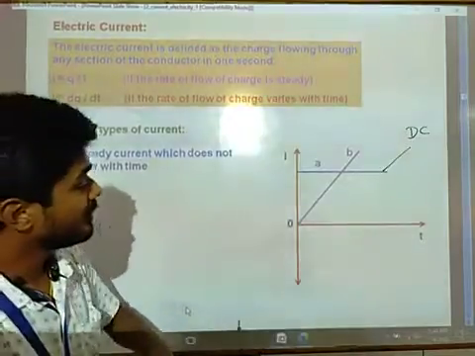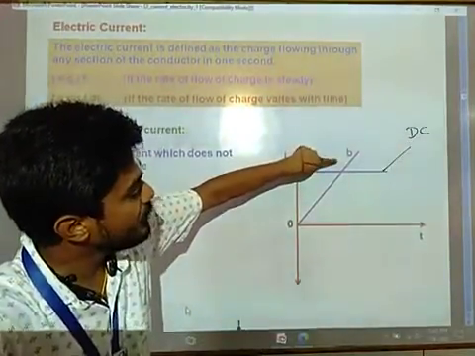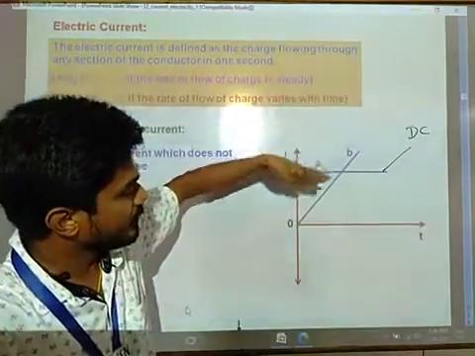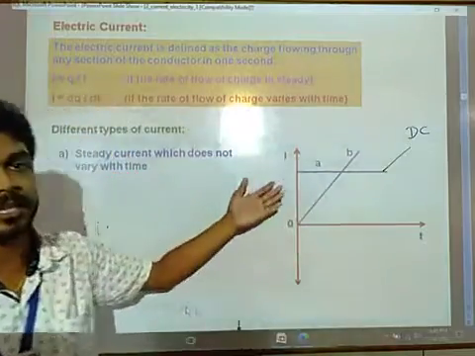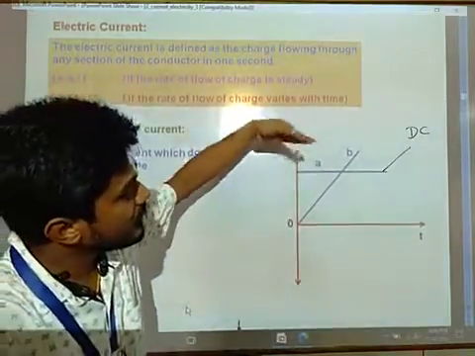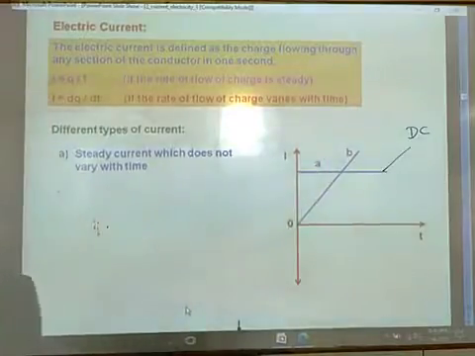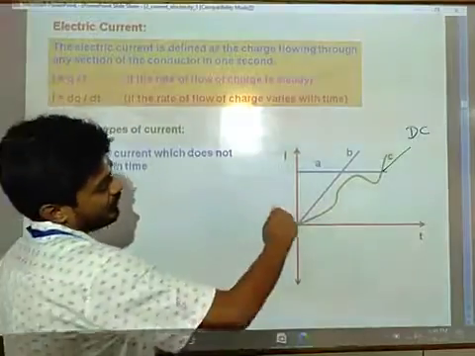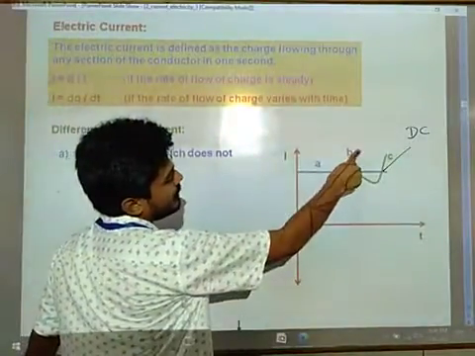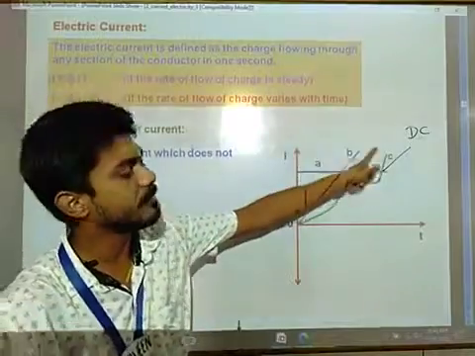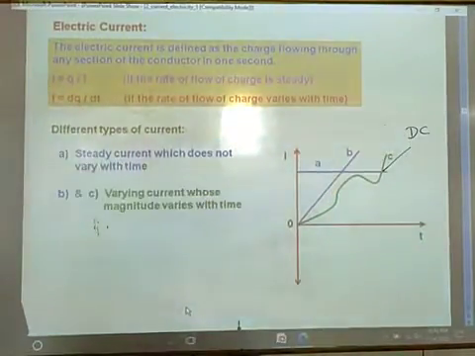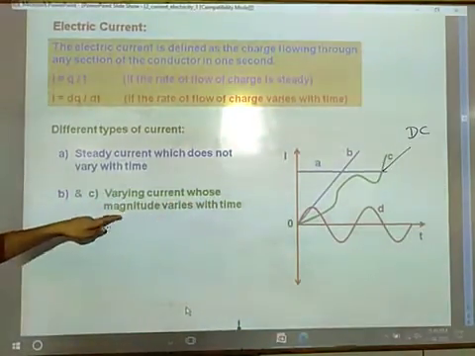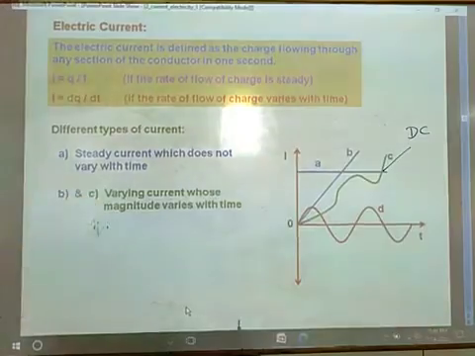Second, you can see graph B. This graph is increasing with respect to time. Such a varying current increases continuously with respect to time. The third one is also varying. It is constantly, uniformly increasing, but the current is constantly varying. So B and C are varying currents whose magnitude varies with respect to time.